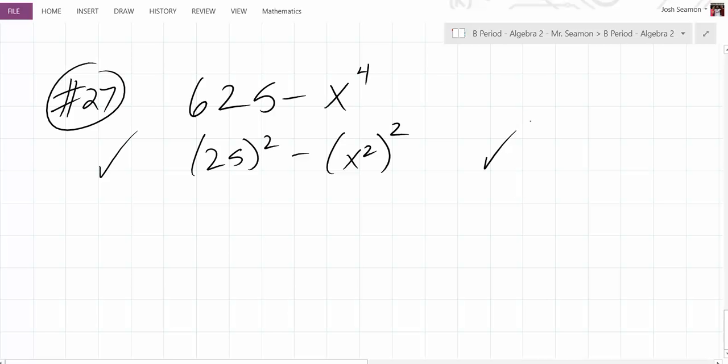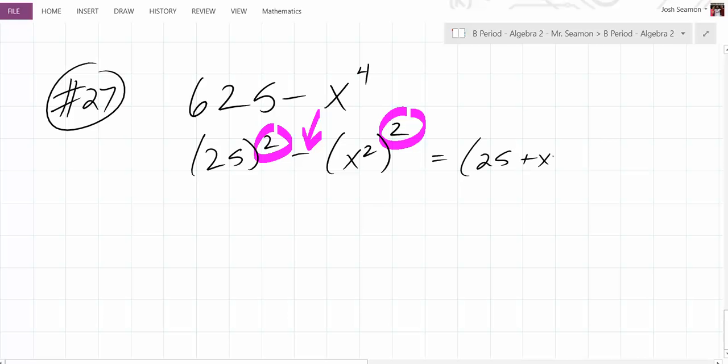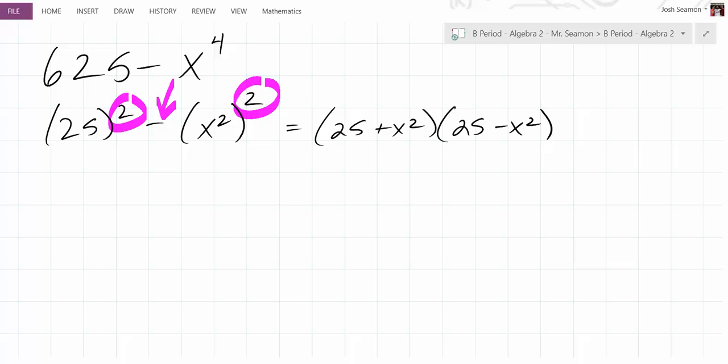Are we okay with that? Yeah. So what do you see? I see the difference of squares. Yeah, these are squares, right? And I see the difference of them. So what does that tell us? This equals 25 plus x squared times 25 minus x squared. Are we done? No, we're not. Which one can we still factor?